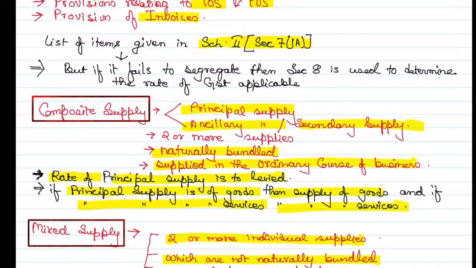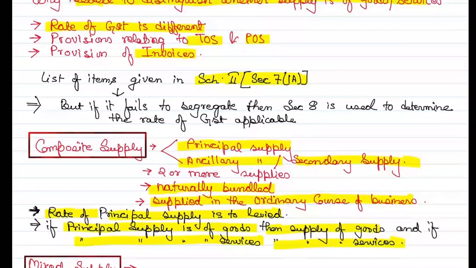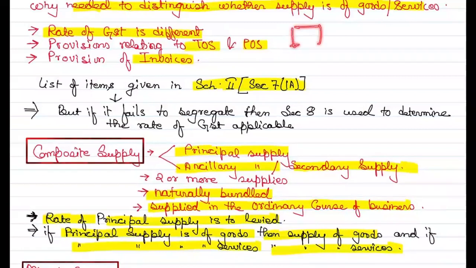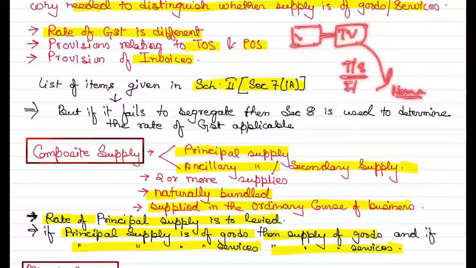Now see, if the principal supply is of goods, then it is said to be a supply of goods. And if the principal supply is of service, it is a supply of service. Correct. Now, I have one great example of goods and services. Suppose you went to a showroom and purchased a TV, and you are asking them to deliver it to your home. That means a transportation service is also there. If the distance is more, they will also give you an insurance service. So along with goods, you are also getting some services. But what is the principal supply over here? TV or the transportation service?